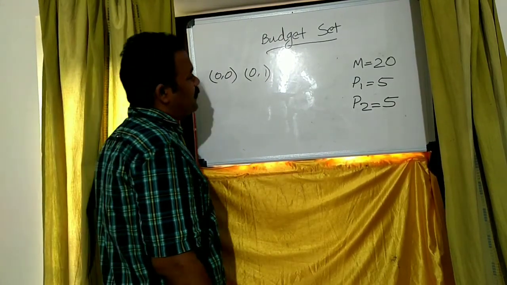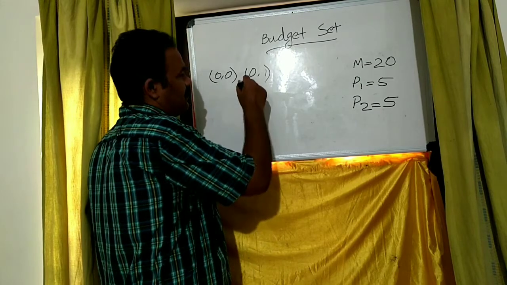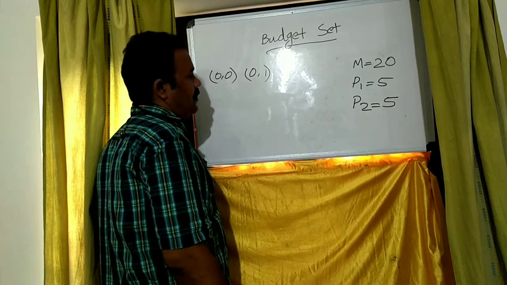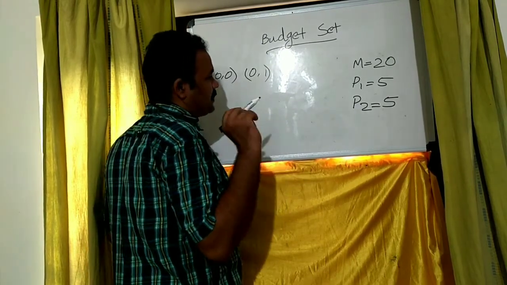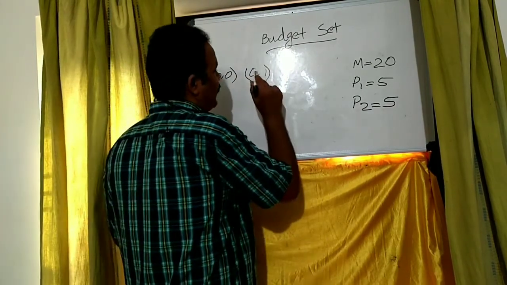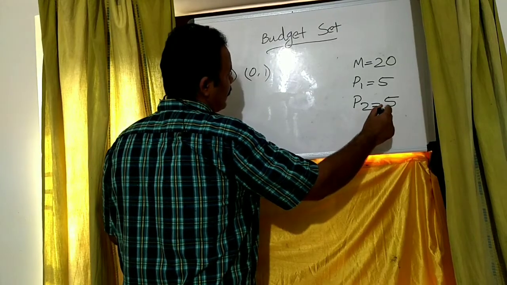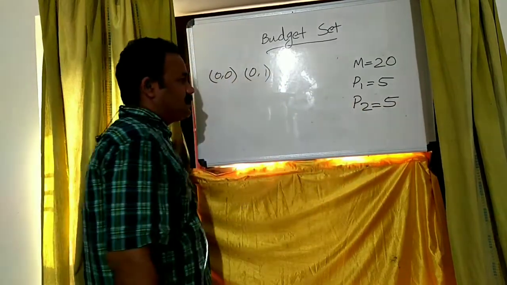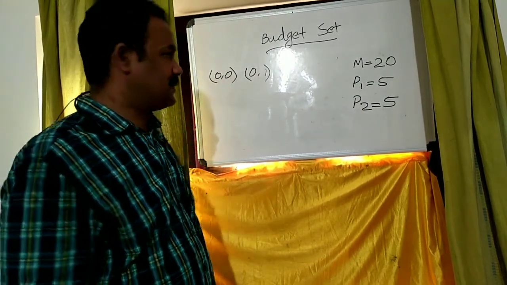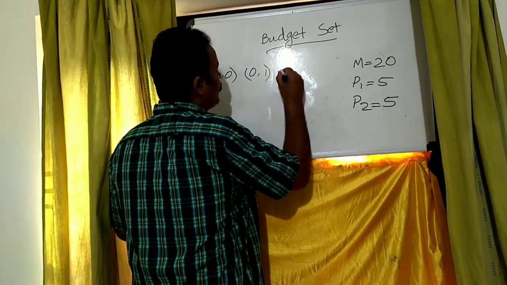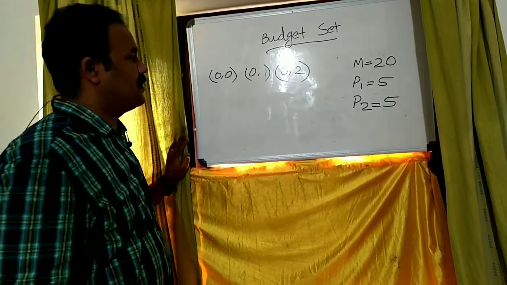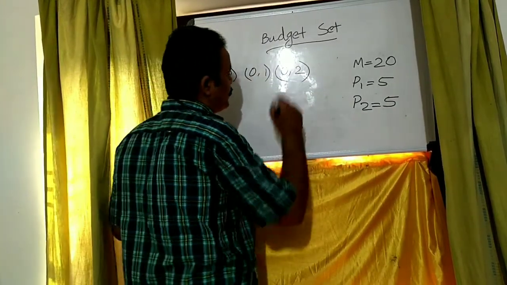Then what is total expenditure here? For the first commodity she is not purchasing. For the second commodity she is purchasing only 1 unit. Then total expenditure is 1 into price of the second commodity, 1 into 5, 5. So here expenditure is less than income, so she can purchase. Then next one, 0, 2. She is not purchasing the first commodity and she is purchasing 2 units of the second commodity.